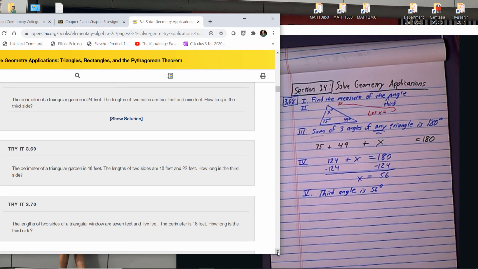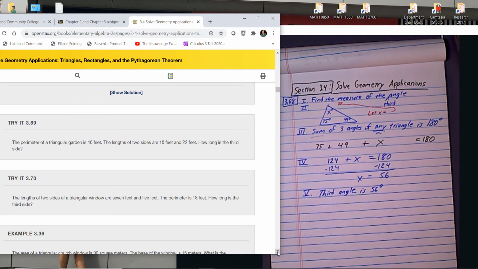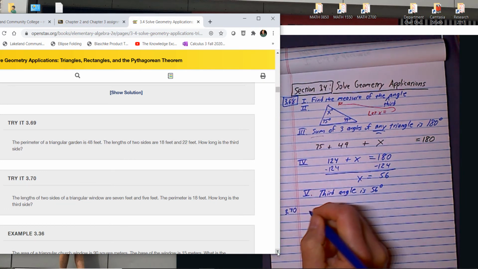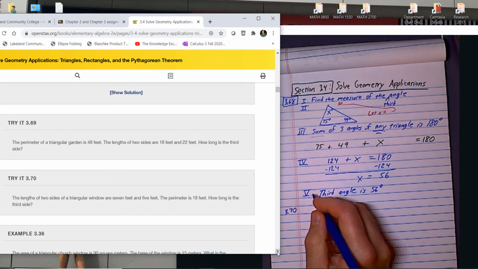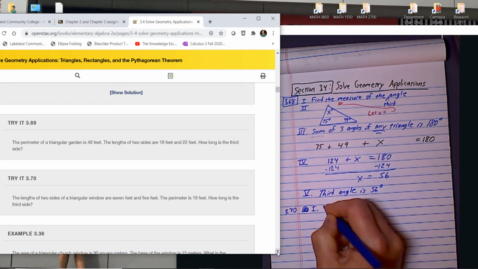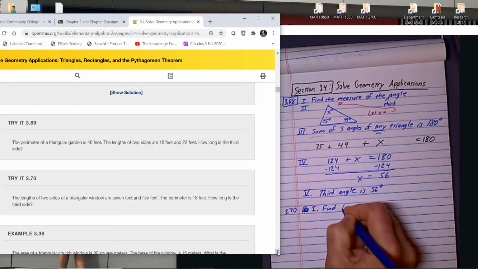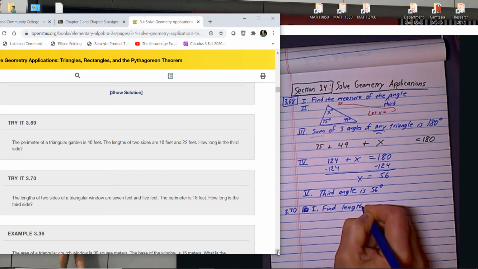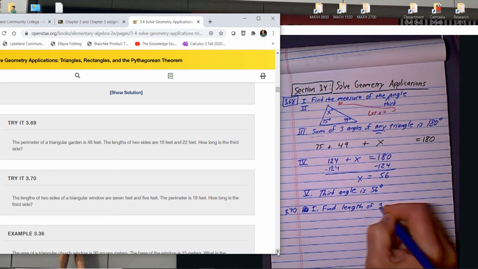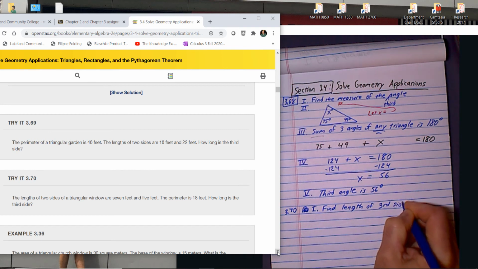How about 3.70 next? Let's see what we're trying to find. How long is the third side? So I'll write that down. Step 1, find the length. Last time we found the measure of the third angle. Now we're going to find the length of the third side.